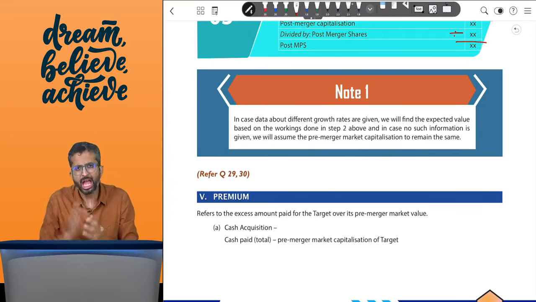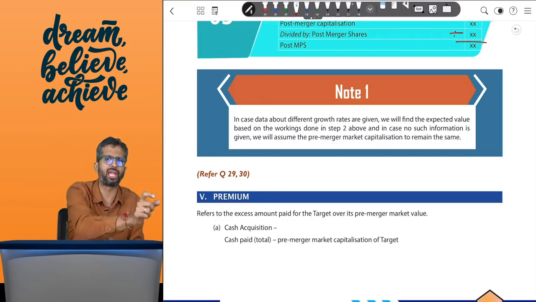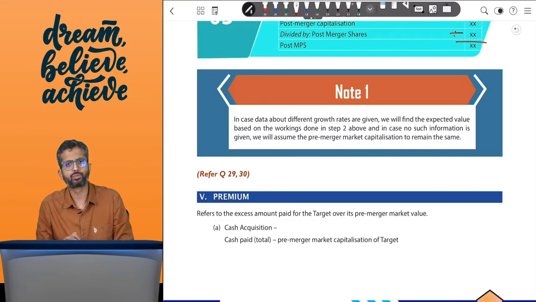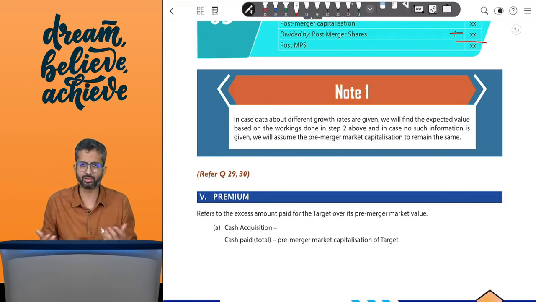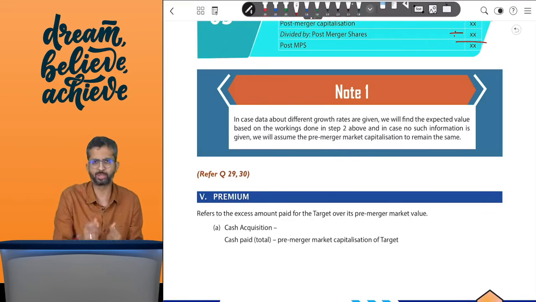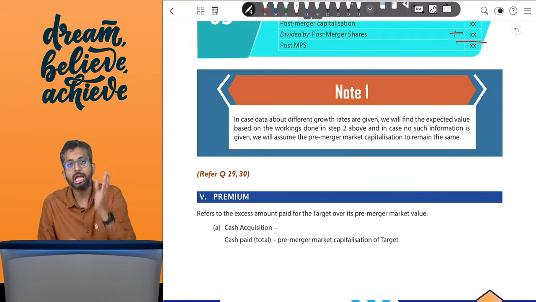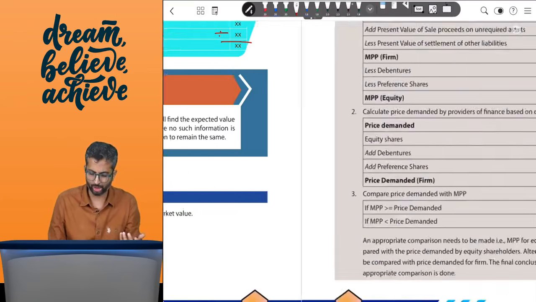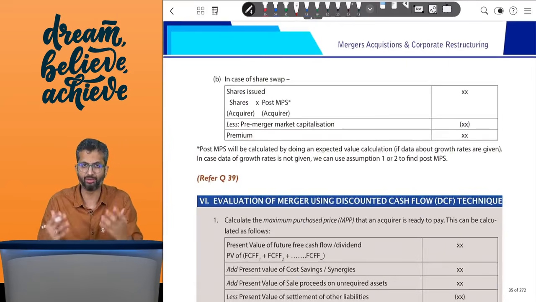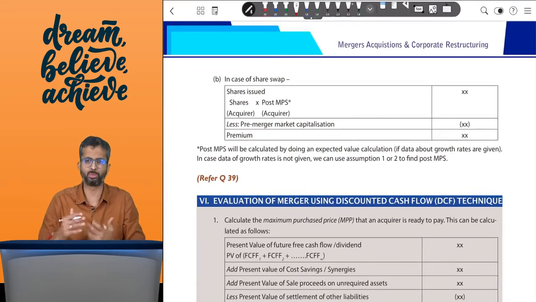In case of a cash acquisition, it is directly cash paid minus the pre-merger market price of the target shareholders. In case of a share swap, you can find the post-merger market price per share, multiplied by the number of shares that you are issuing. So that will give you the total value of the shares, minus the pre-merger market cap, and that will give you the premium, the excess amount to be paid.